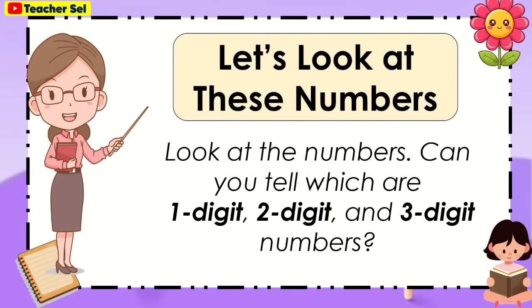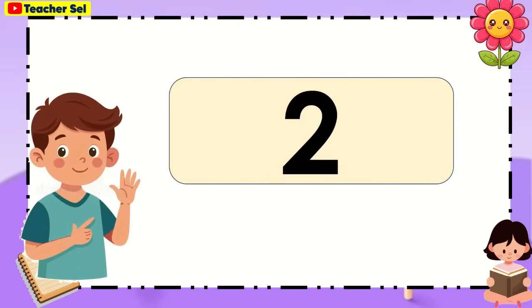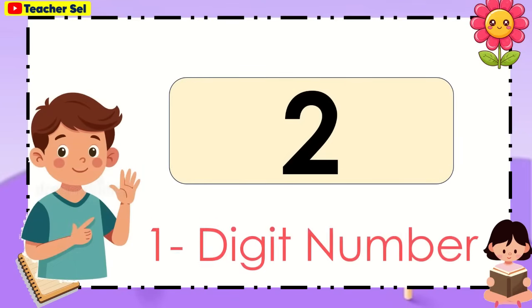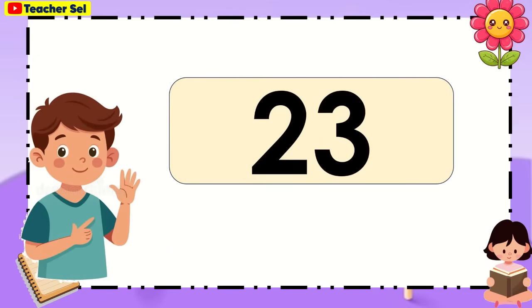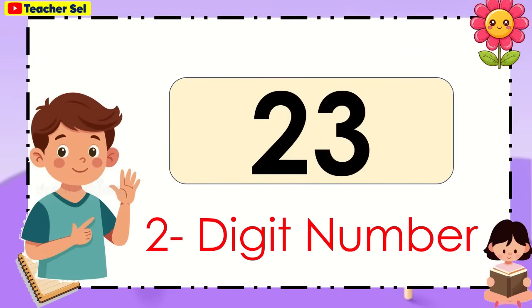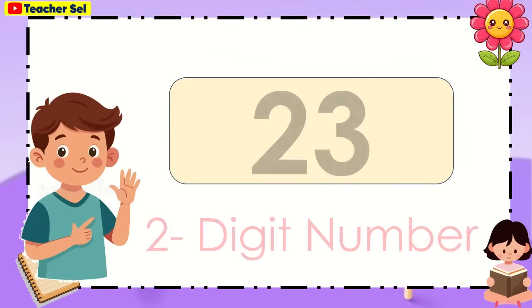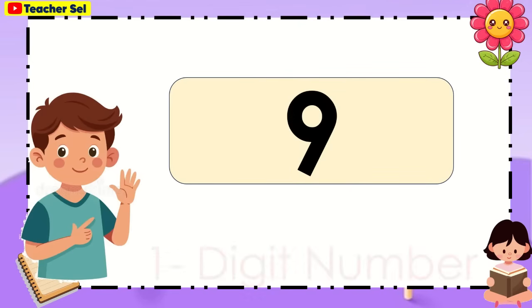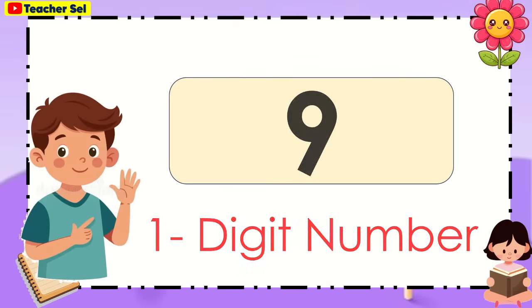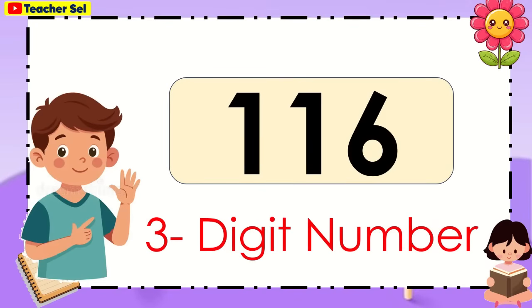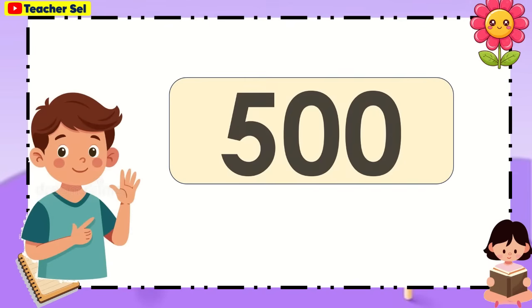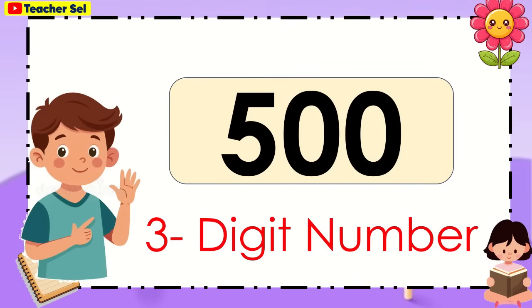Look at the numbers. Can you tell which are 1-digit, 2-digit, and 3-digit numbers? 2. It is a 1-digit number. 23. Very good, it is a 2-digit number. 9. 1-digit number. 116. 3-digit number. 500. 3-digit number.